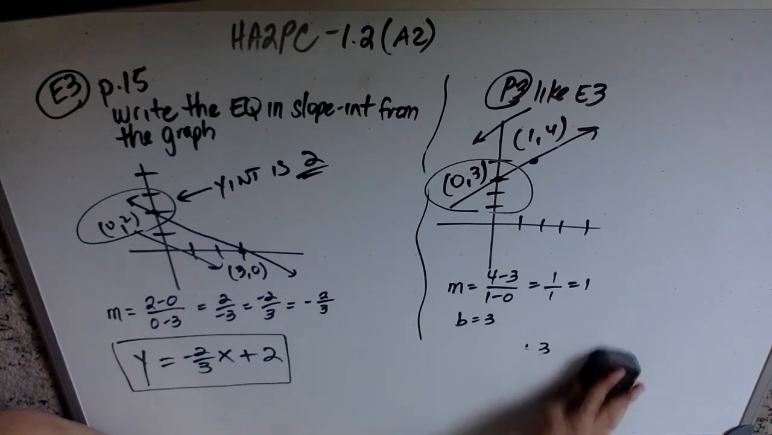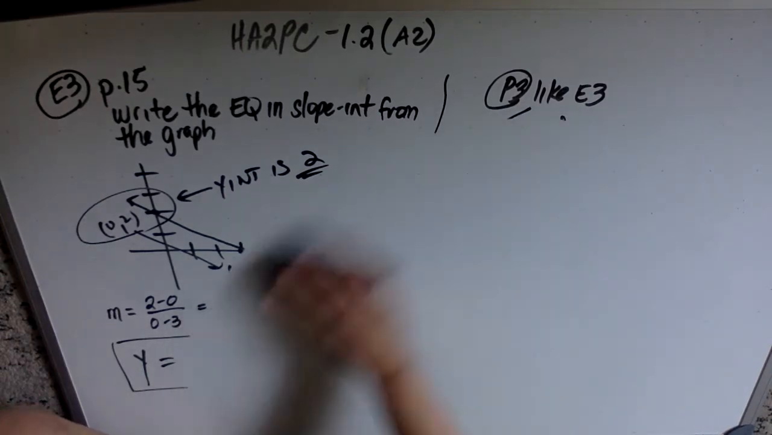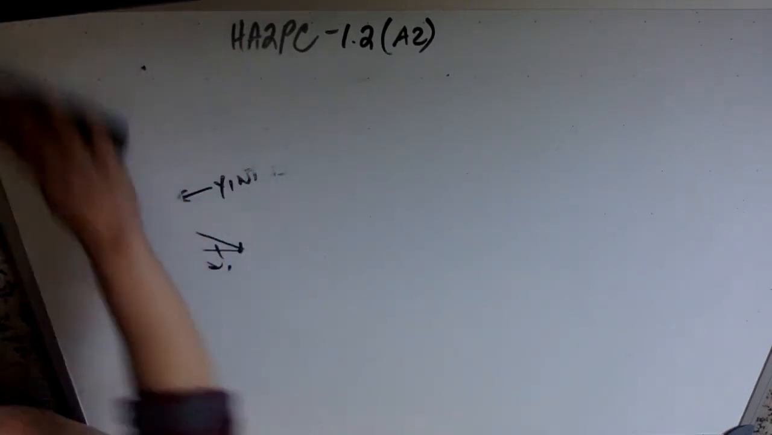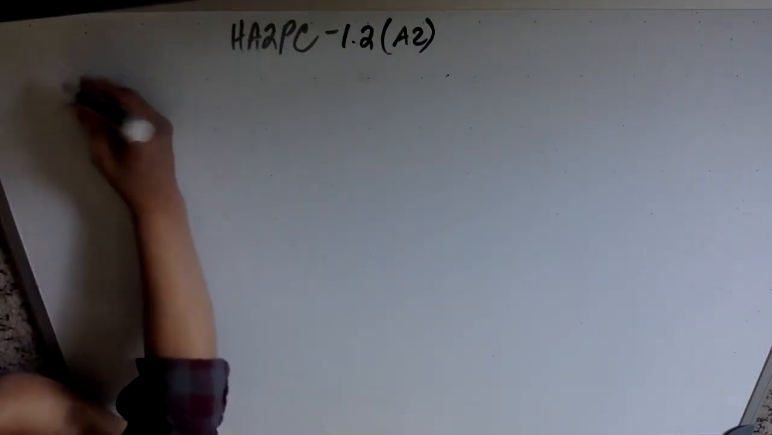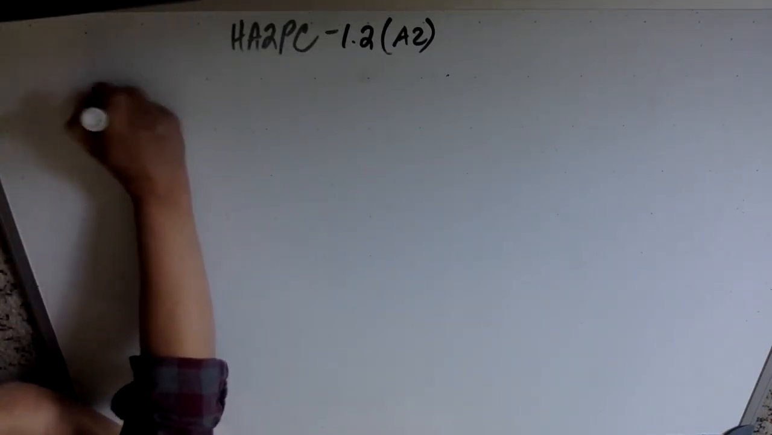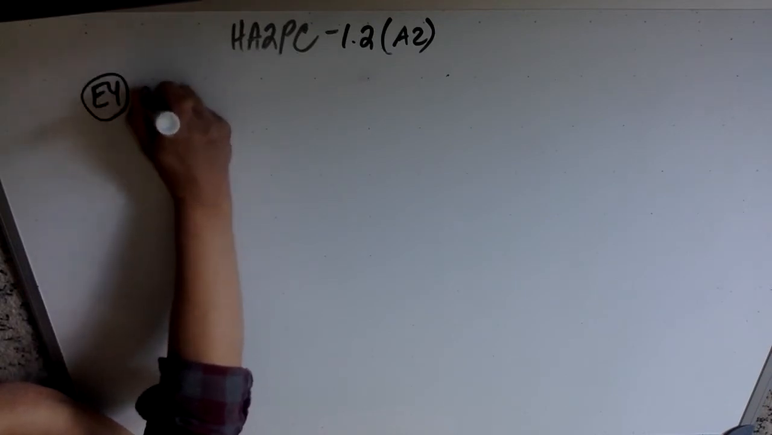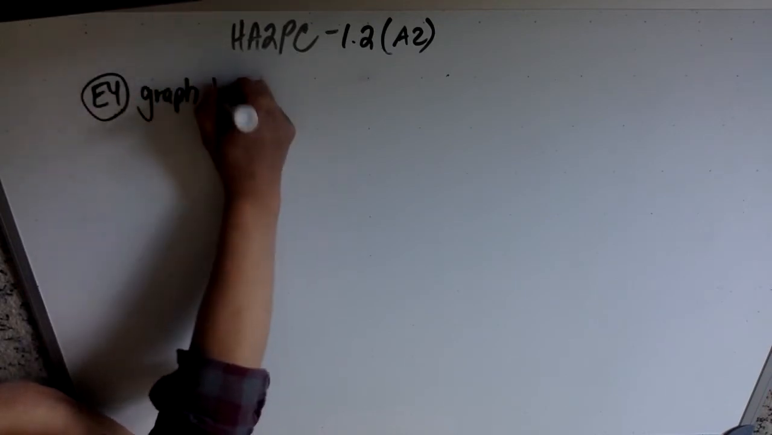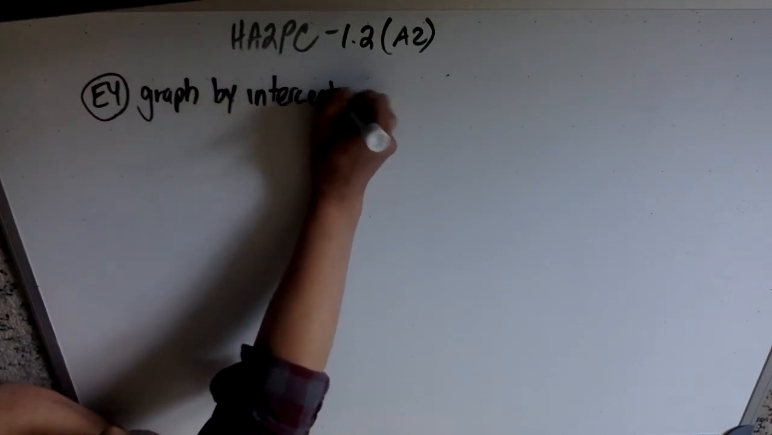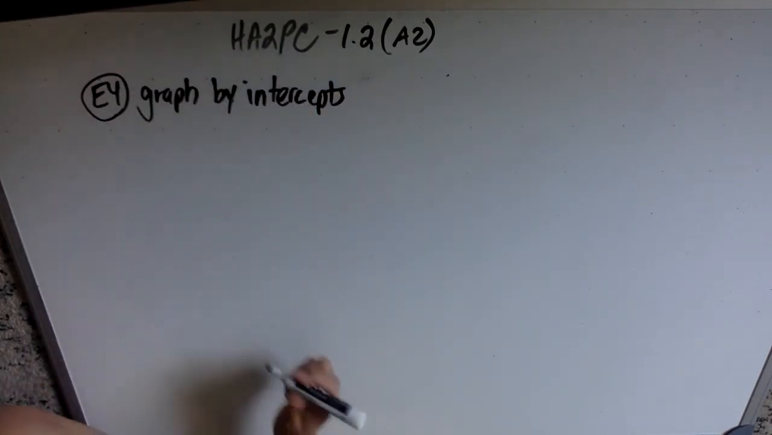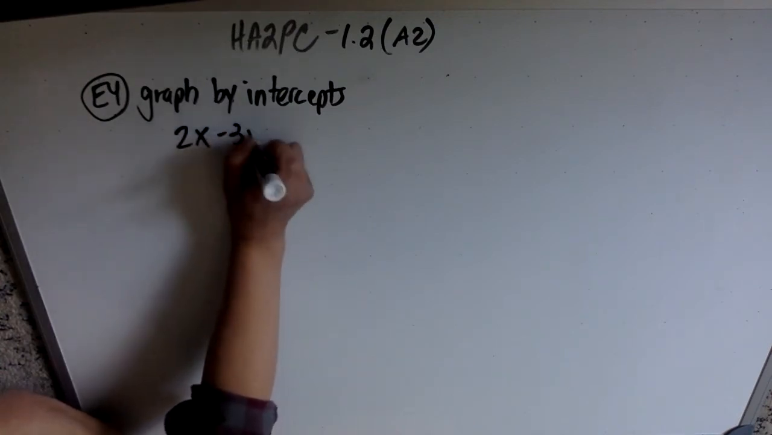We're going to go ahead and talk about example 4. In example 4, we're going to graph by using intercepts. We'll do the same thing in E4 and P4. So we're now on page 16. So example 4, we're going to graph by intercepts. And we're going to be given stuff that is in standard form, which is really the best time to graph by intercepts. So we have 2x minus 3y equals 6.